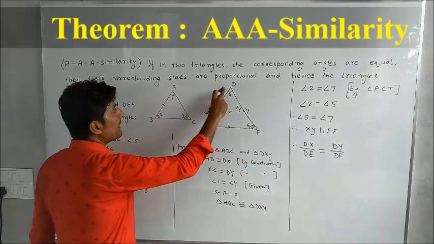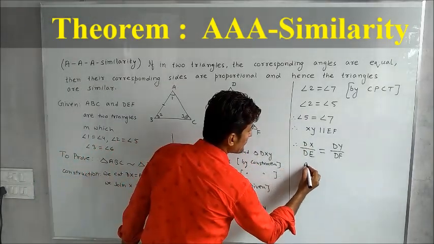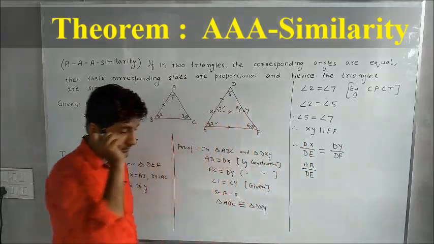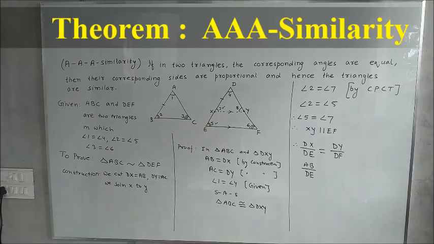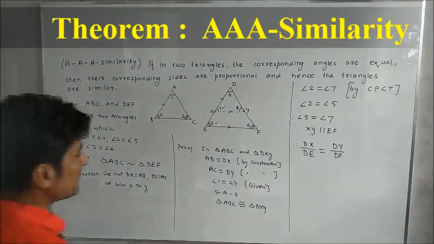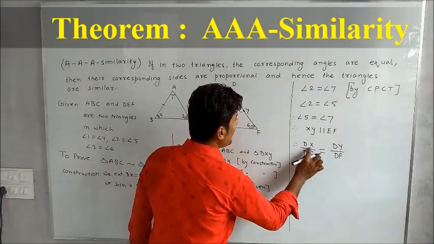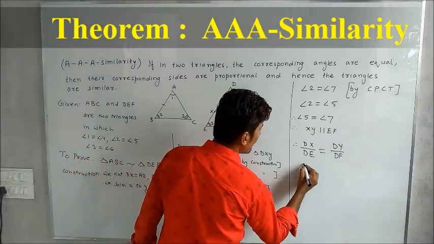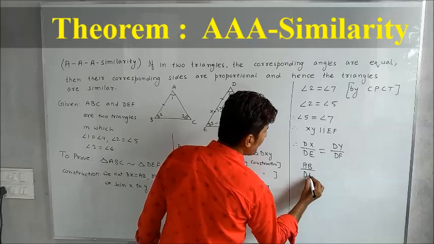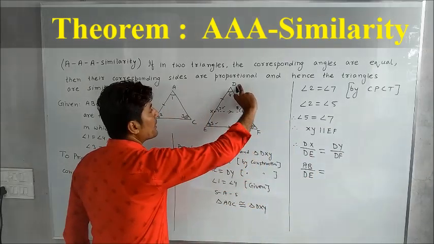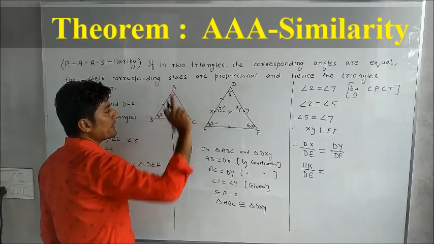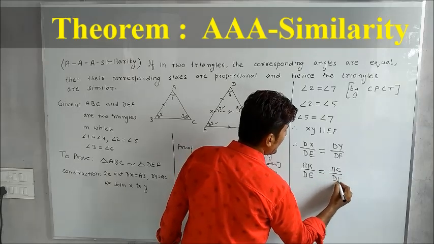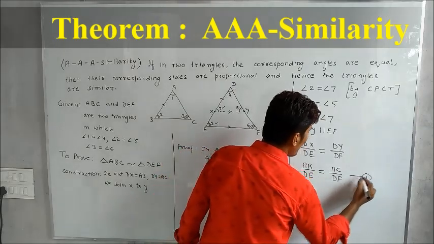Now in place of DX, we can write AB, because DX and AB are both equal by construction. So we can write here AB upon DE equals DY. In place of DY, we can write AC, because DY and AC are both equal by construction. So we can write here AC upon DF. This can be equation number 1.